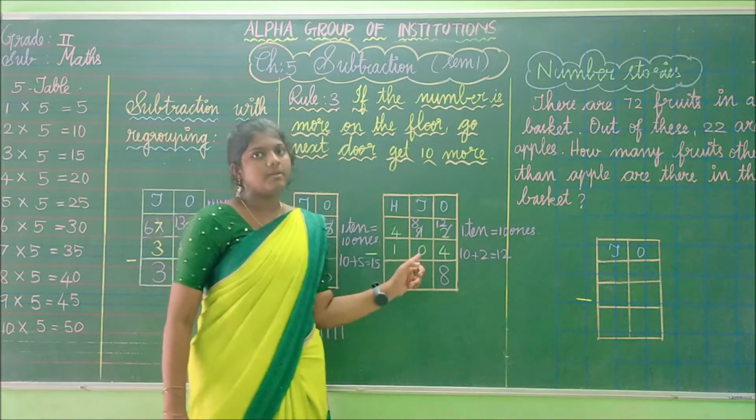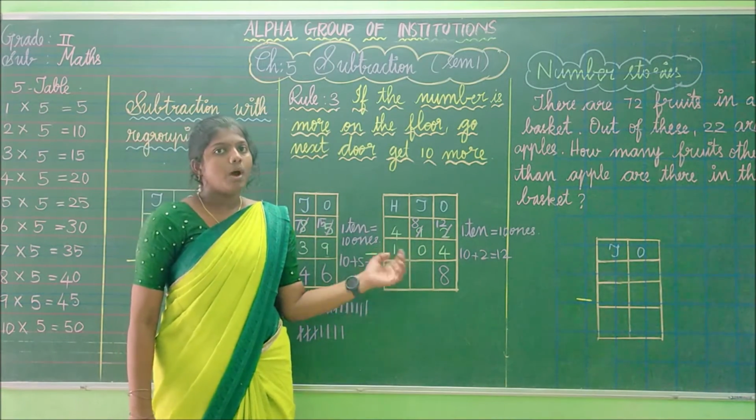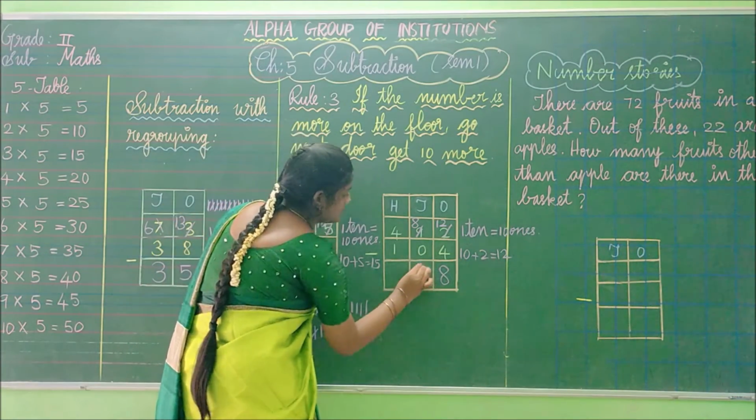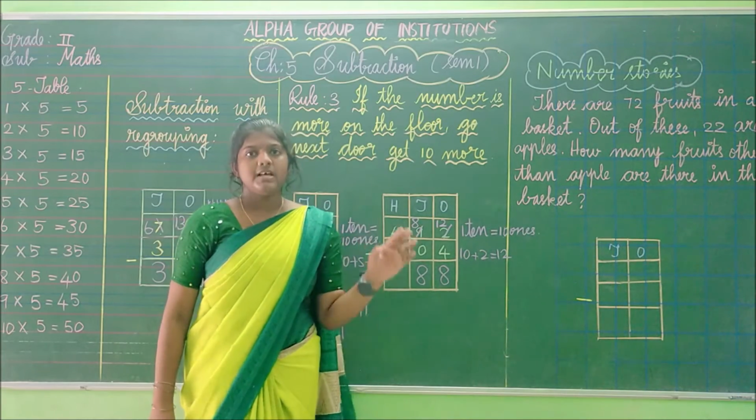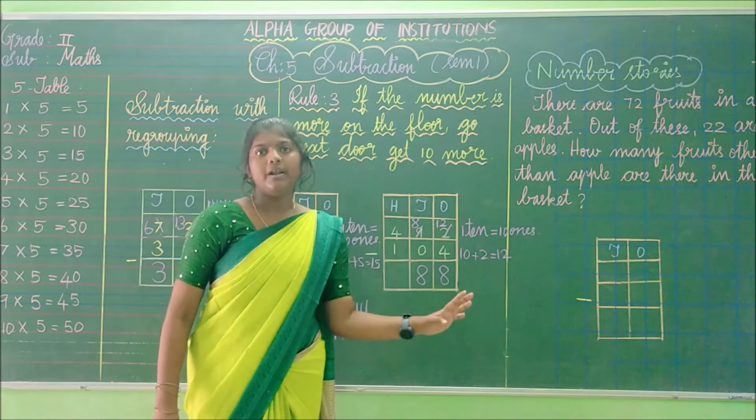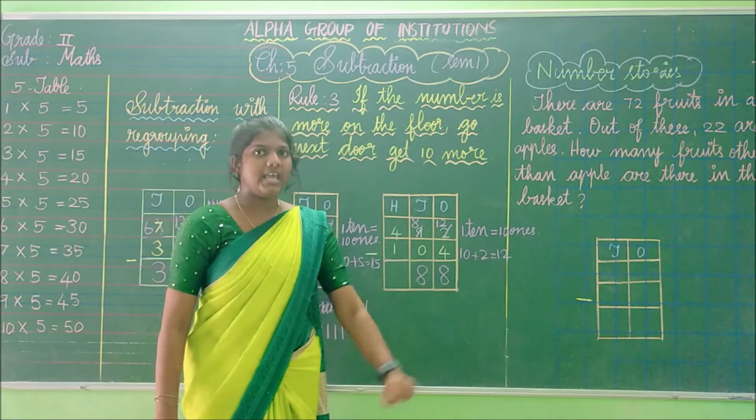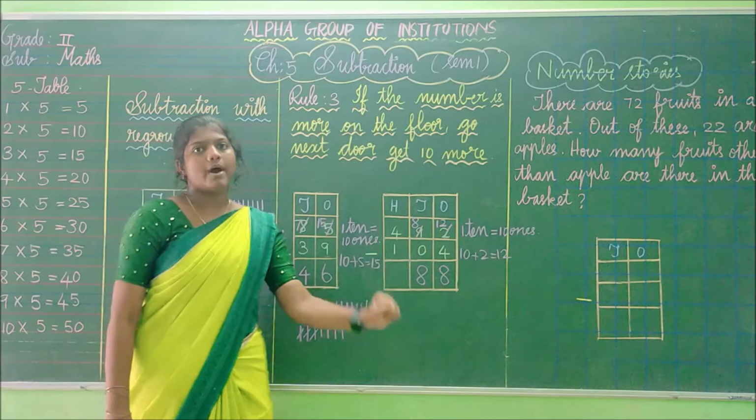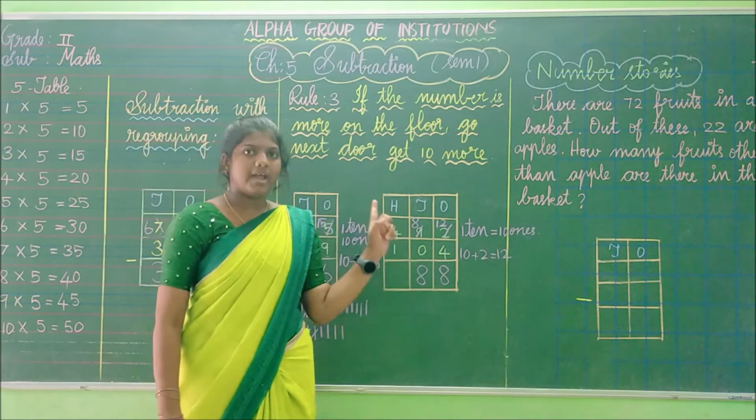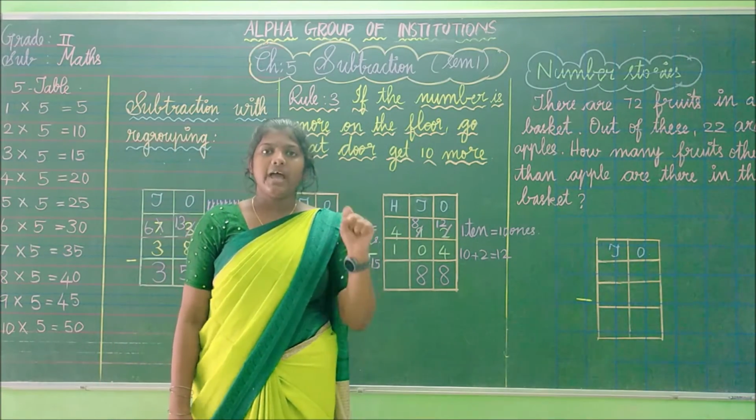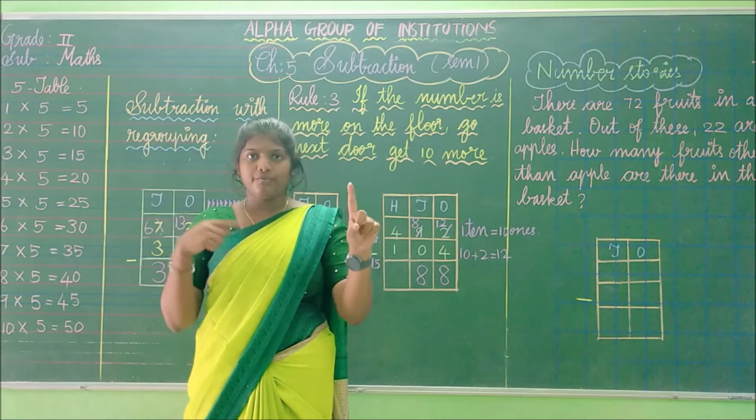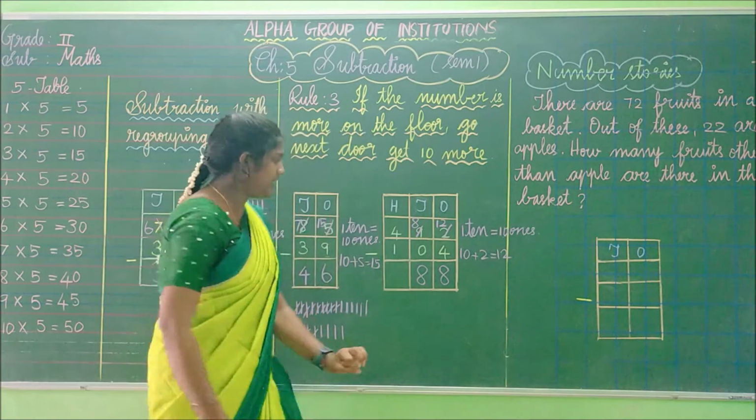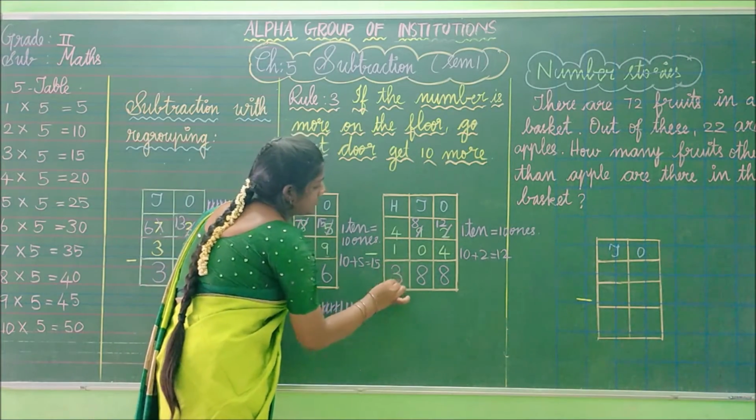And see here, 8 minus 0 is, what will we get? 8. So if we subtract 0 from any number, we will get the same number as the answer. Next in the hundreds column, 4 minus 1. Shall we take 4 in the mind? Okay. Take 4 in the mind and 1 finger. Before 4 is 3. So what answer did we get, children? 3. So I am going to write 3 here.